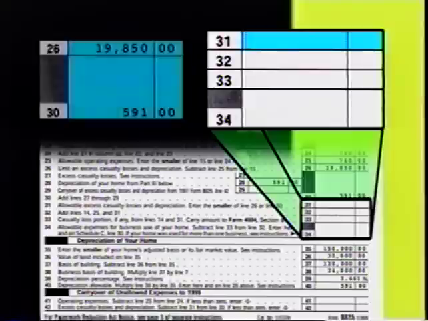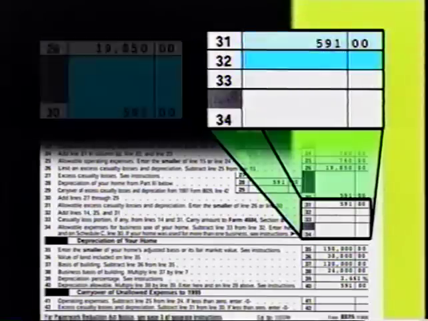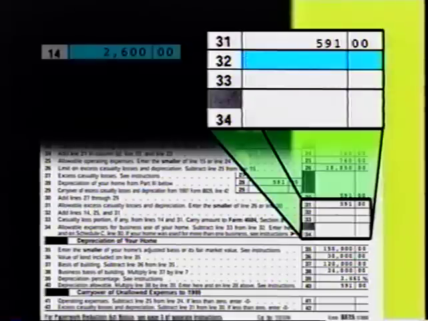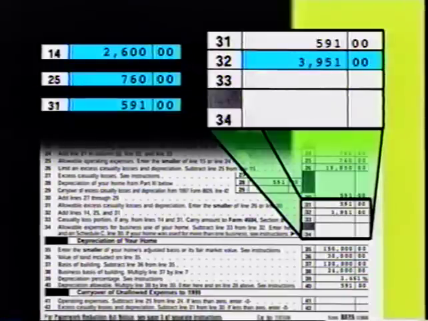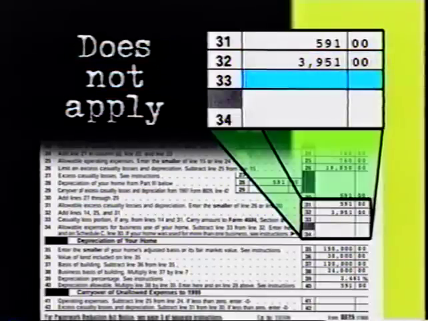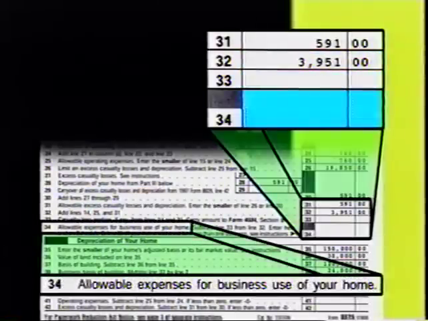Line 31 is the smaller of line 26 or line 30, so that's $591. Line 32 is the sum of the totals on line 14, $2,600, line 25, $760, and line 31, $591. So we have a grand total of $3,951. Line 33, casualty loss, does not apply. And line 34 is the allowable expenses for business use of Vicky's home. It's line 32 minus line 33, which is $3,951.